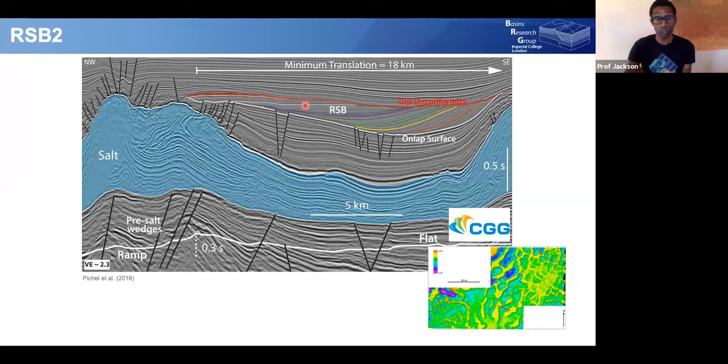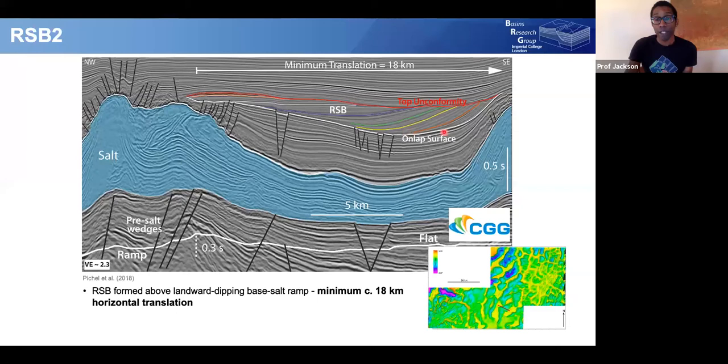If we map from the earliest onlaps in here, it's around about here, back to this base salt ramp in here, which when you depth convert it is actually a landward dipping ramp, sorry, of a few hundred meters. So this is one of the cases where when you take this thick salt and push the base salt down, because the velocities in here are higher than the mini basin, things actually dip the other way. This is actually a landward facing ramp, and we still get Ramp-Syncline basins above those as well.